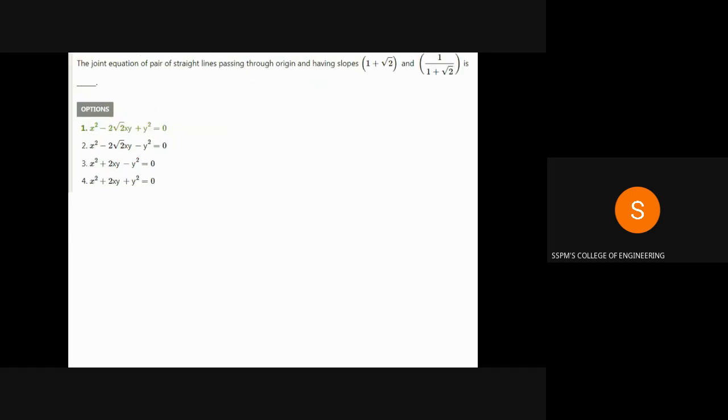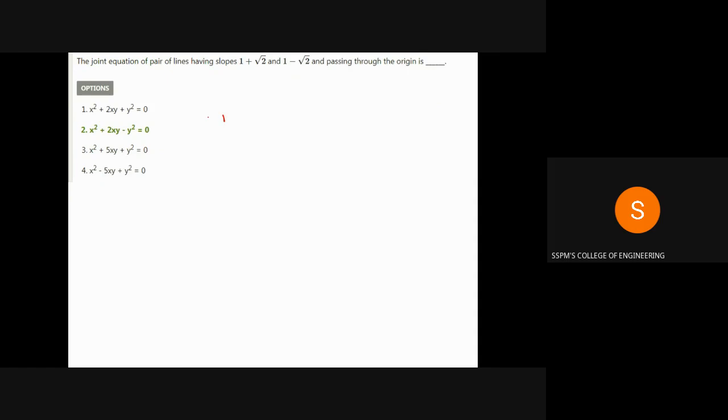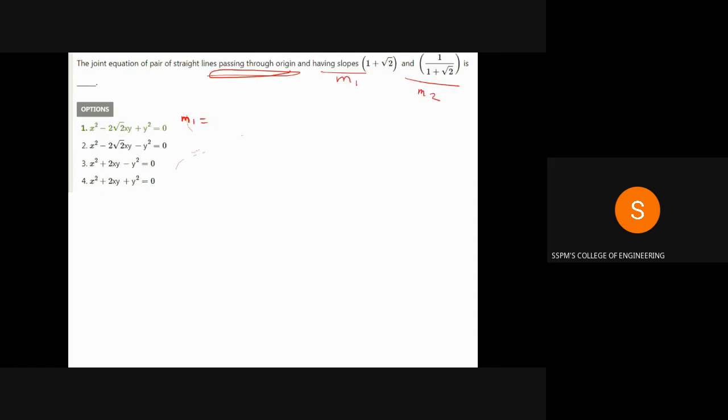Second question. The joint equation of a pair of straight lines passing through the origin. So the lines are passing through the origin and having these slopes. That is, this is m1 and this is m2. So now consider m1 is equal to 1 plus root 2.